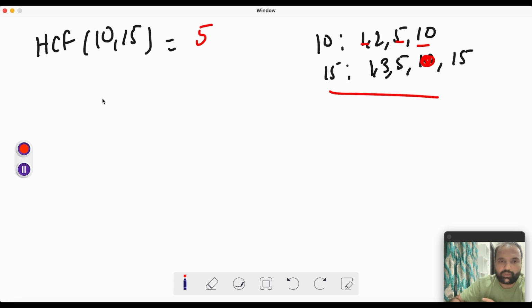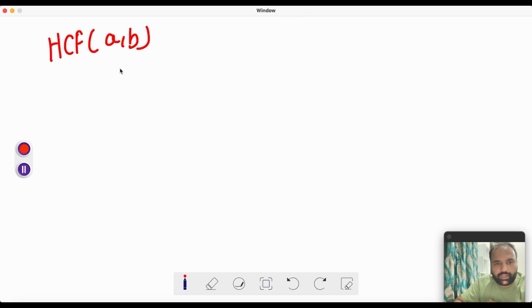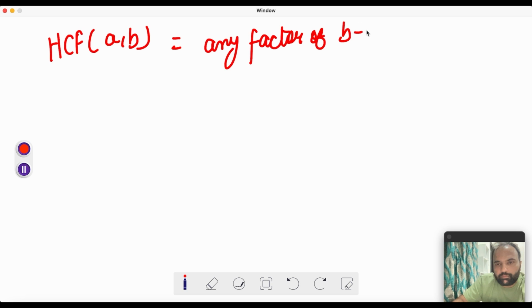This is how we have been doing it when we were students, when we were children. It will be the same approach, but we need to find out what has actually been happening in the background. Okay, that's what we need to know. So if you're finding the HCF of A and B, we are trying to do this: the HCF of A and B would be any factor of B minus A. Now let's take a proof.